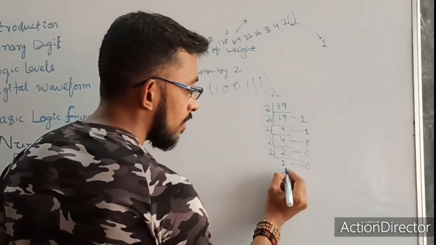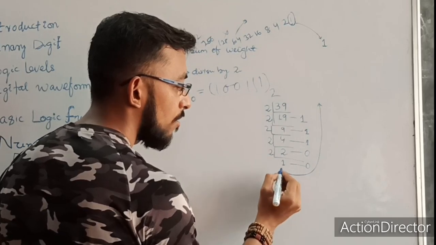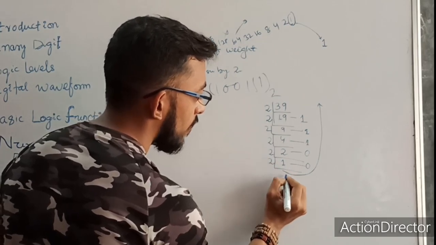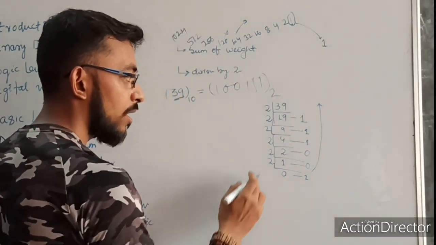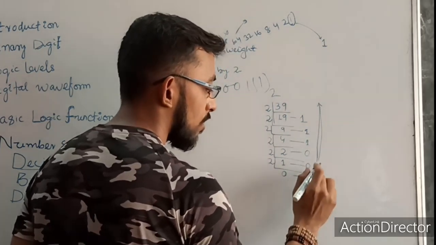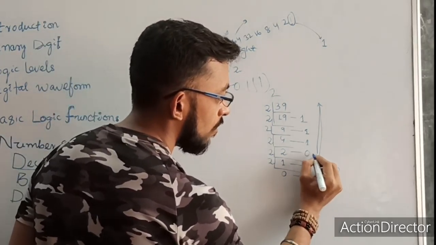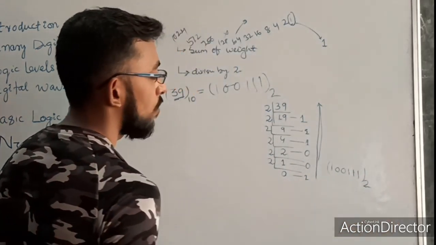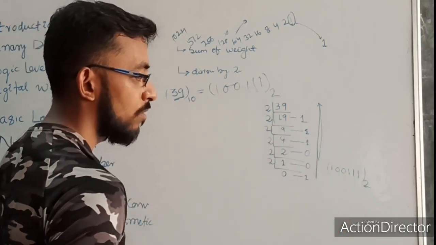So you see, either you can stop over here, and then you have to take the values from here, ending over here. Or you divide by 2 again, and I get a quotient 0 with a remainder 1. This is the division method. Now you have to write from bottom to top. So I have to write first 1, then 0, then 0, then 1, then 1, then 1 with a base 2. You can cross check: 100111, base 2.